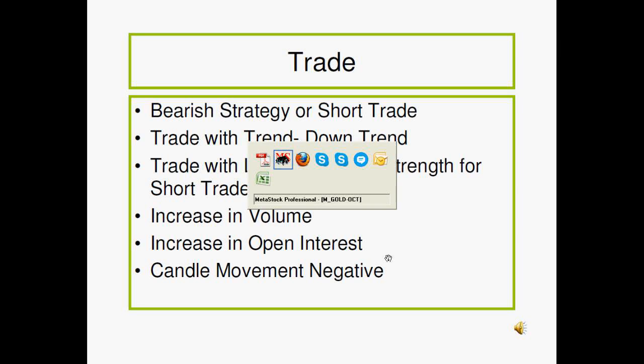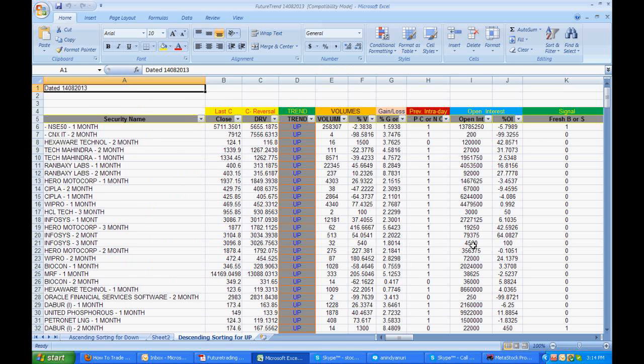Now let me bring up the Excel sheet for orientation purposes. This is how the Excel sheet will look. Over here, on the top where my mouse is, we have two sheets: one is ascending, sorting down, and the other sorting for up. Now we click on descending, and this is where Nifty is on the top. Why? Because I am looking at the relative strength column.